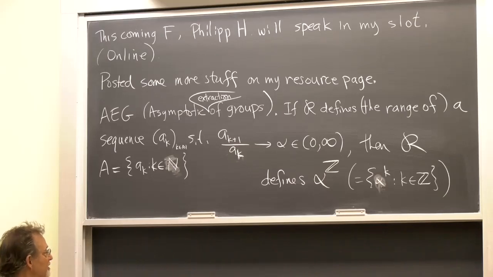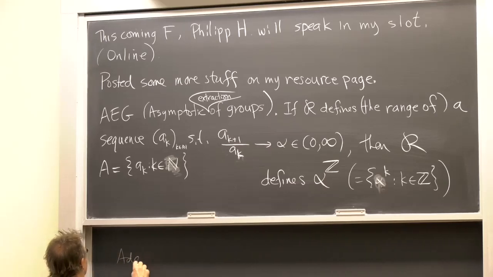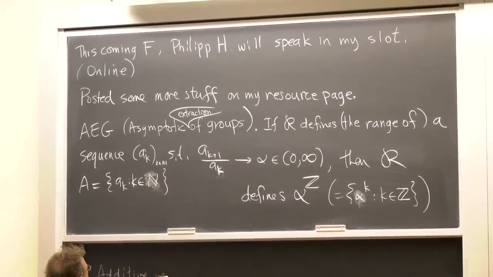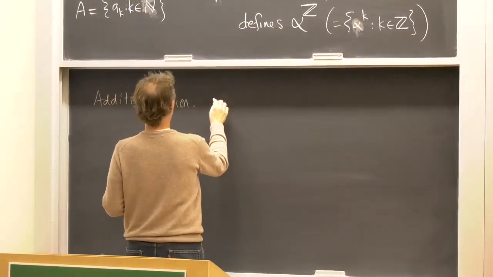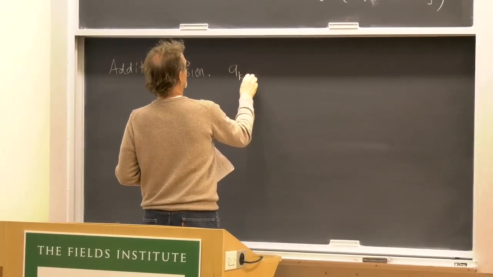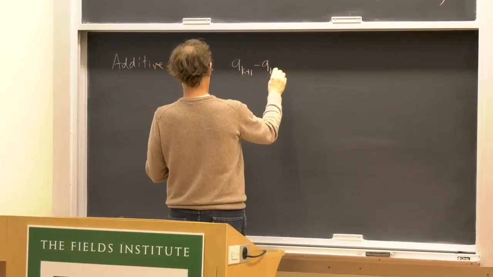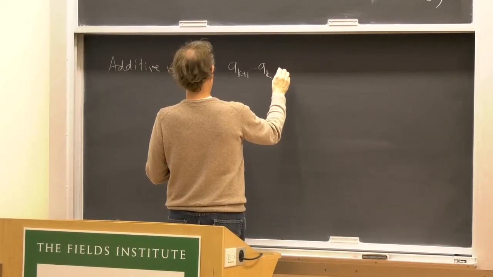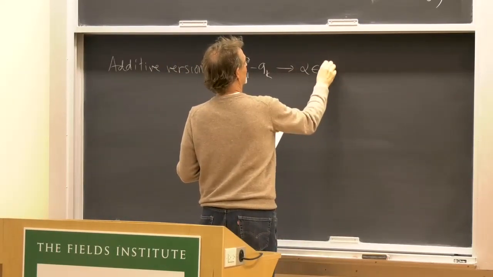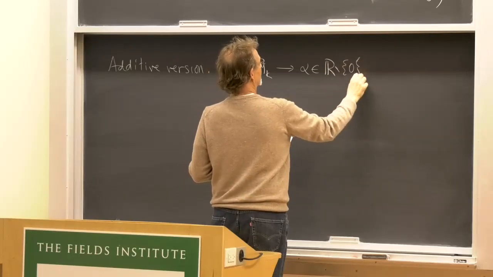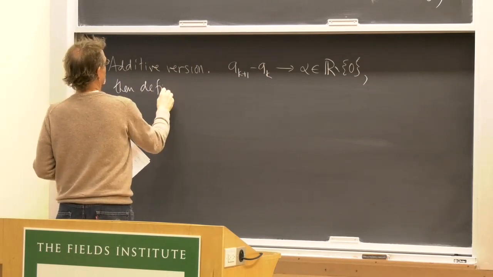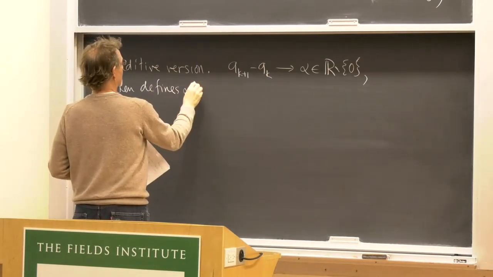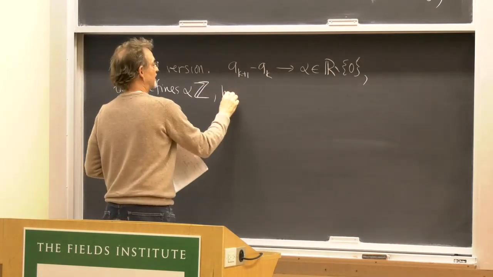There's an additive version here as well that we can use. We probably will at some point. It's not hard to imagine what it's going to be. In this case, we would say something like, if the successor minus the predecessor goes to a non-zero real number, then we're going to get the group, hence also Z if we're over the field.